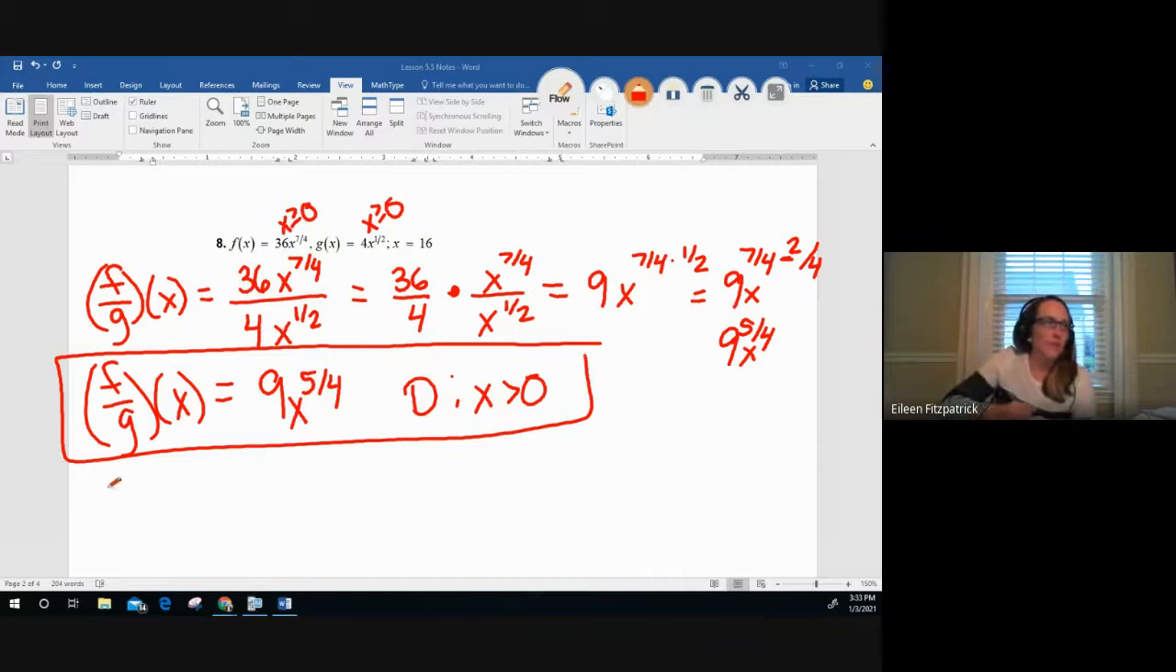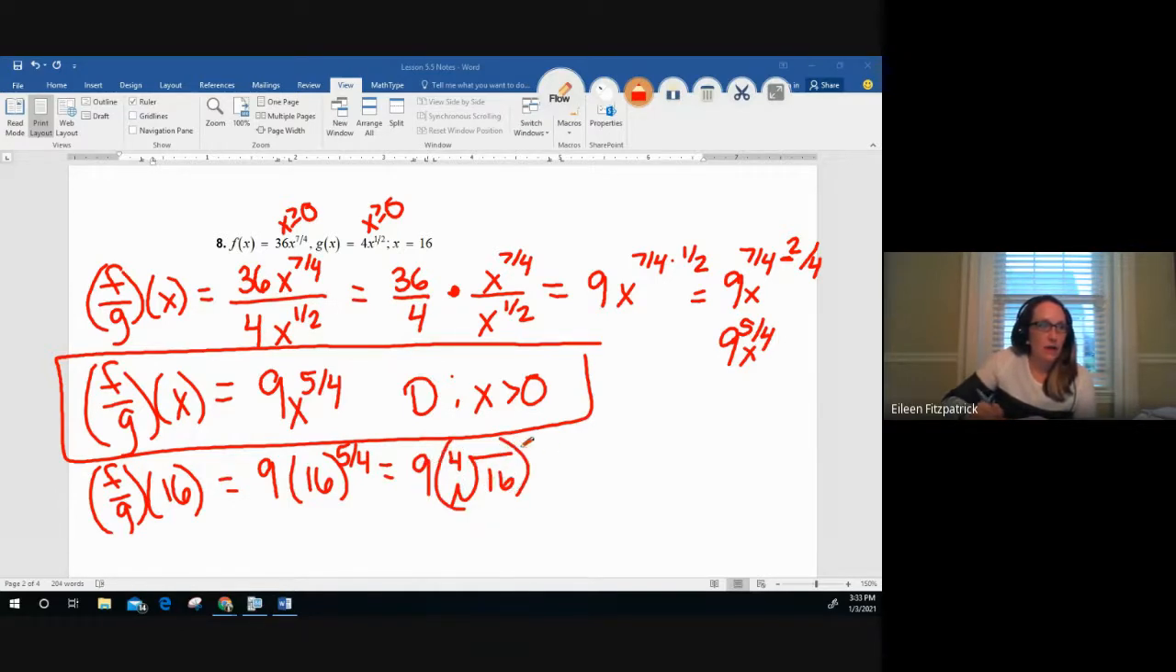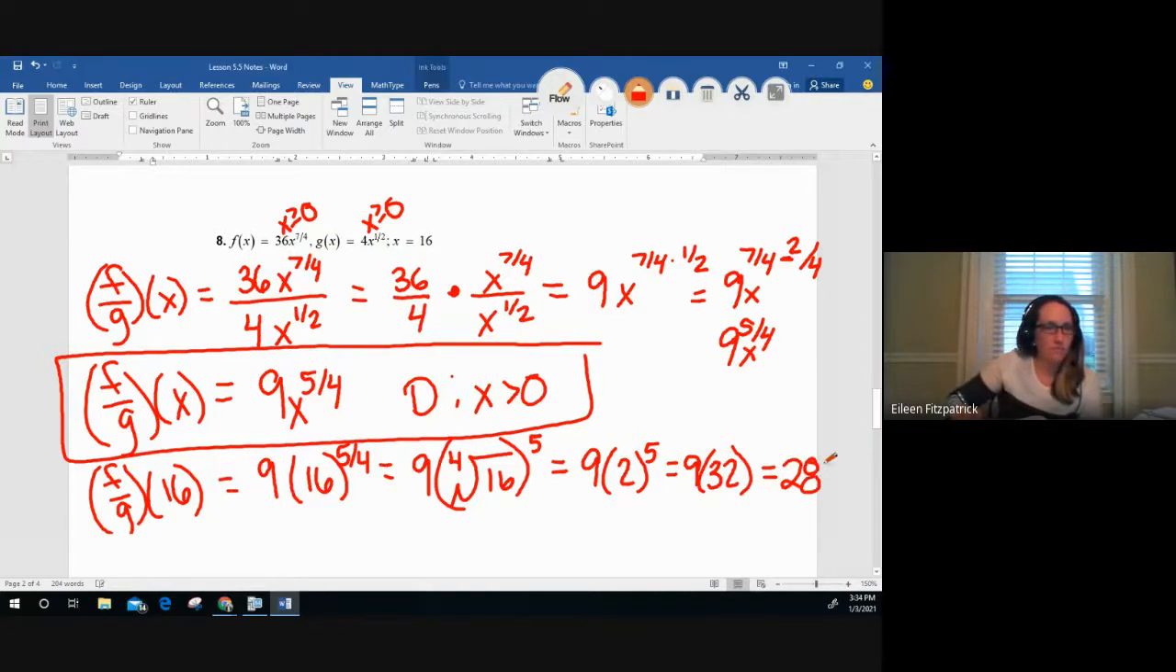Last step is evaluating the function when x is equal to 16. So you have 9 times 16 raised to the 5/4. So rewrite that as the fourth root of 16 and then raised to the 5th. So you're going to have 9 and then 2 raised to the 5th. 2 raised to the 5th should be 32. And then 32 times 9 is going to give you 288.